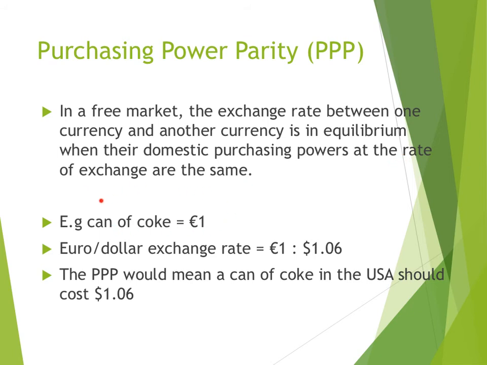So if we take, for example, a can of Coke in Ireland may cost €1, but the euro to dollar exchange rate might be €1 is to $1.06. PPP would mean then that a can of Coke in the USA should be €1.06. But we know that a can of Coke in the USA may be much cheaper because we import Coca-Cola and the USA actually produces Coca-Cola.